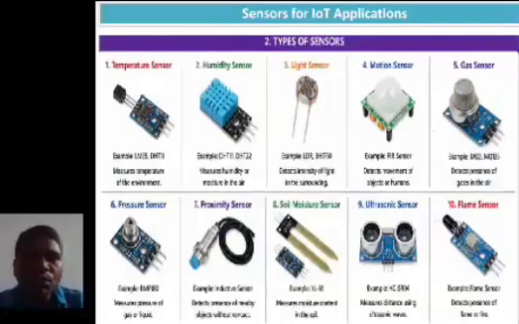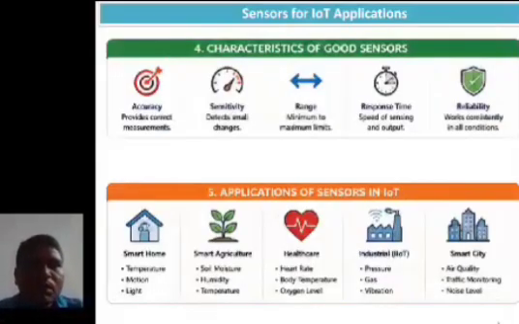We need to choose which sensor is best suitable for our application, based on the characteristics and some sensor selection criteria. So the next one is characteristics of sensor. Now let us see the important characteristics of a sensor.